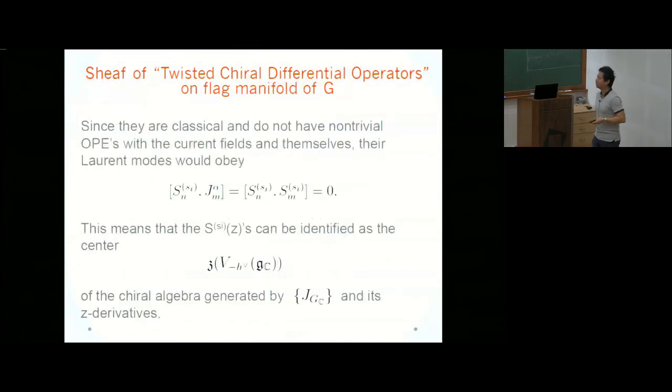And more, okay? And the point is that since these are Pascal fields with trivial OPEs, they commute with everything else, okay? They commute with themselves, commute with the currents. So it means that we can identify these S's here with the center of the current algebra generated by the currents and its Z derivatives.